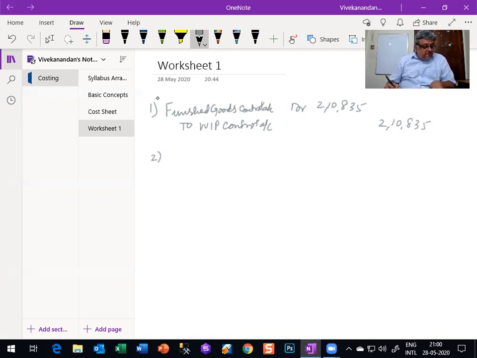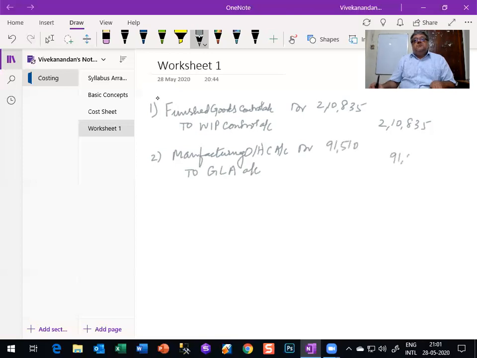Next is manufacturing overheads incurred. It means it has been incurred. So what would be the entry? Manufacturing overhead control account debit to general ledger adjustment account, how much? 91,510. So we have finished this one.